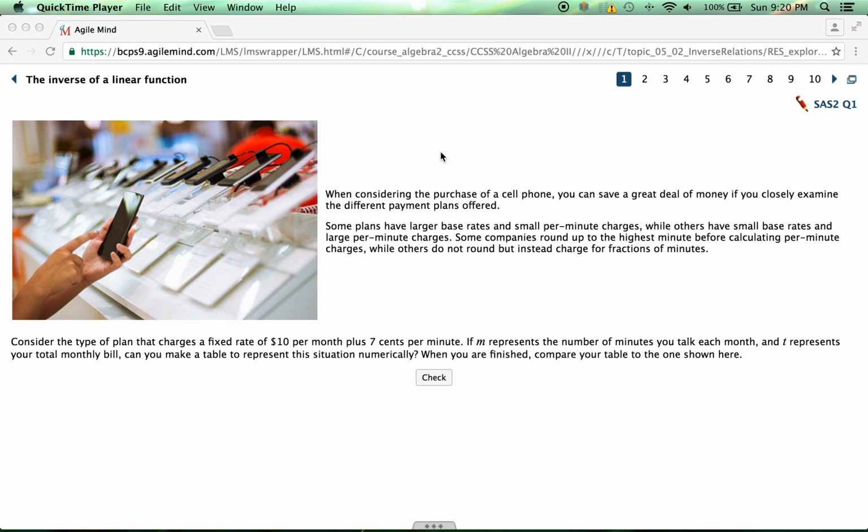So we'll look at a function that represents the payment plan for a cell phone. Suppose you had a cell phone that was $10 a month plus 7 cents per minute. We're going to use the variable m for minutes and t for total monthly bill. So it should be easy to tabulate that. For instance, if you talked for 0 minutes, it would be $10. If you talked for 1 minute, it would be $10.07.